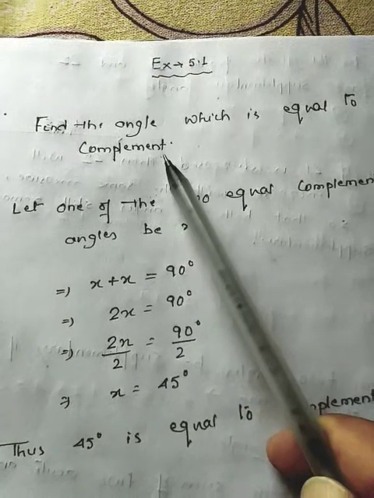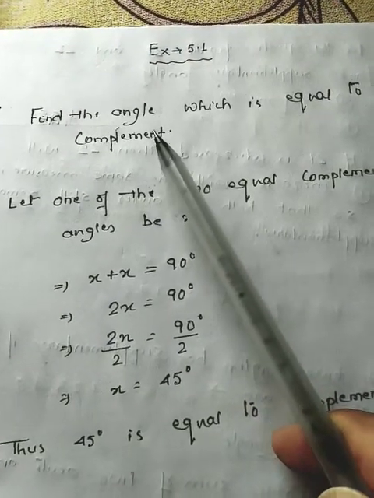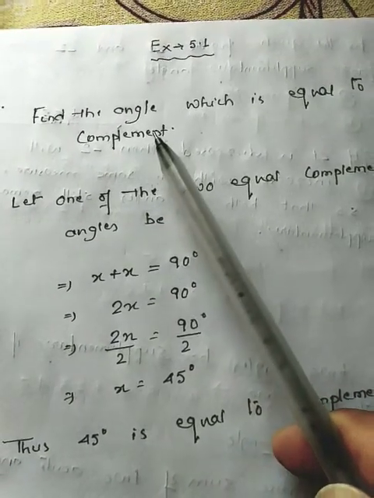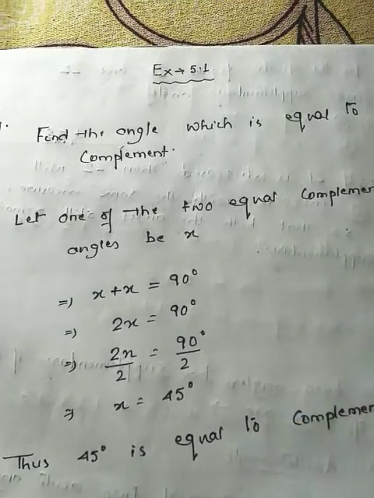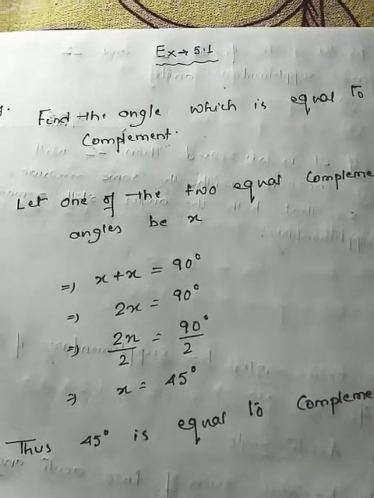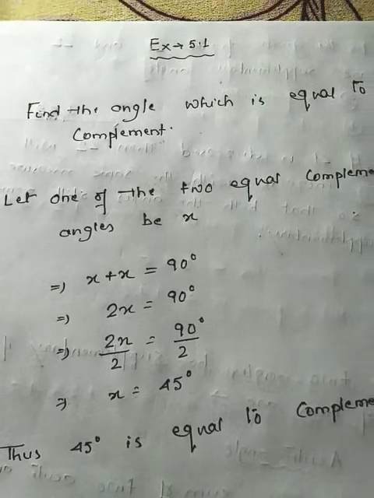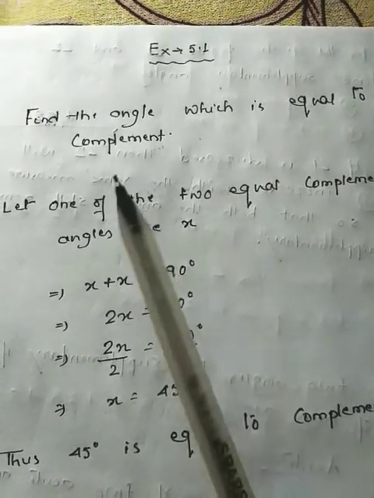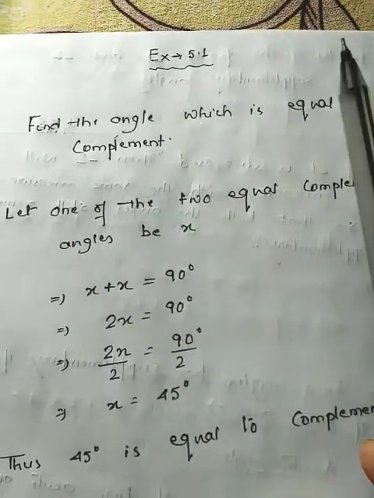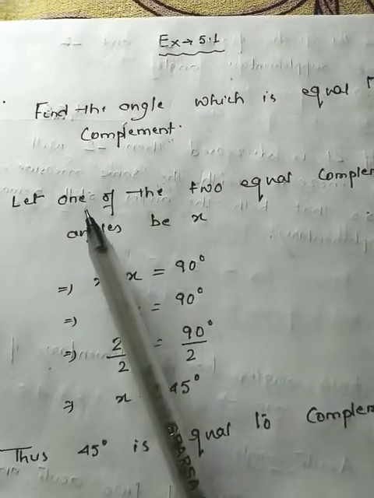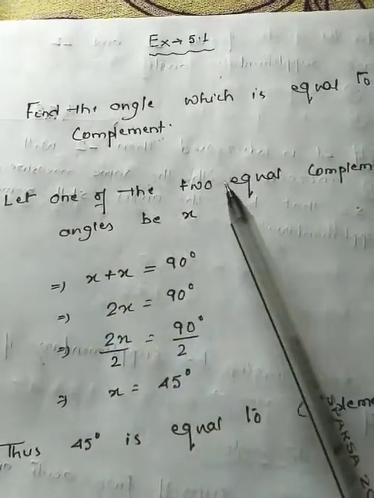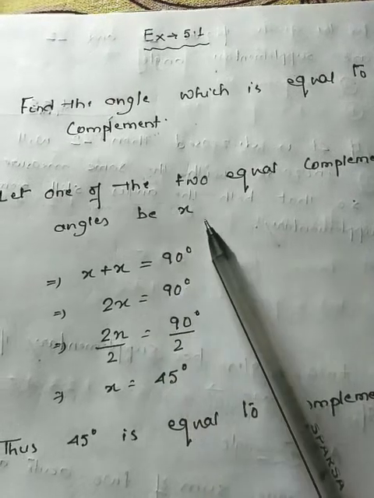Now as we know, complementary angles are what? When the sum of two angle measures is 90 degrees, isn't it? So we have to see that both the angles should be equal. If both the angles are equal, then what is the measure of each angle? This is the question. As we do not know the measure of the equal angle, let one of the two equal complementary angles be x.